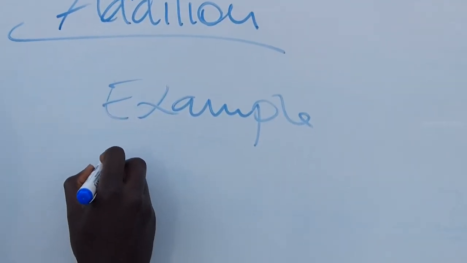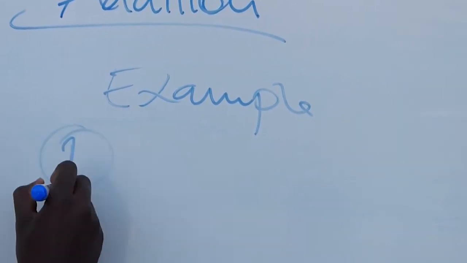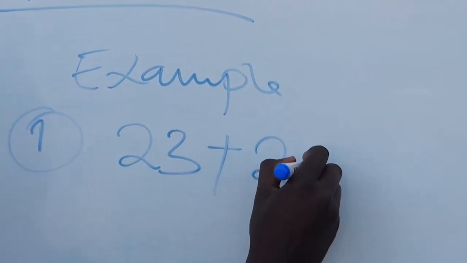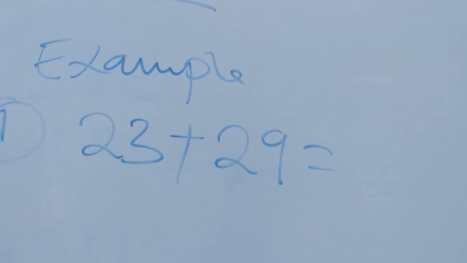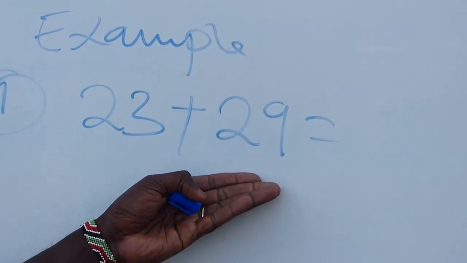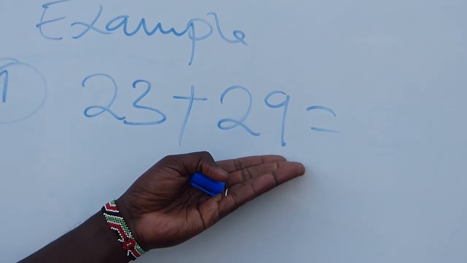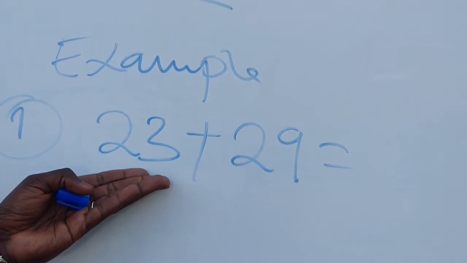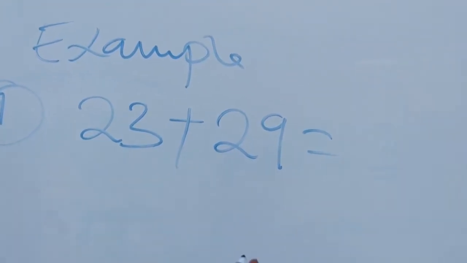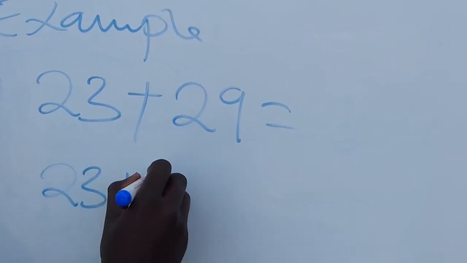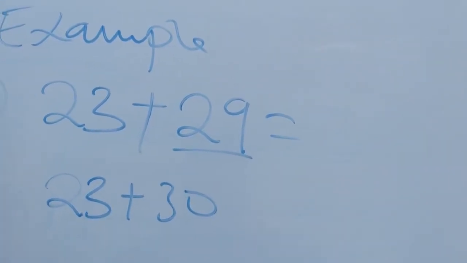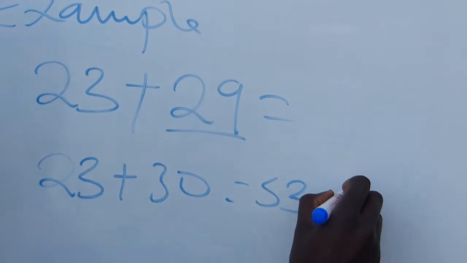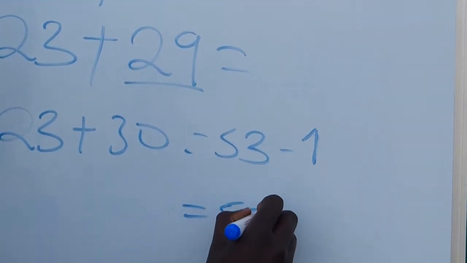So like I said, if you're given example 1, let's say 23 plus 29. 29, that means you can promote this one to 30. So that 29 becomes 30, and then you know that 23 plus 30 is 53. The only thing you would say is 23 plus 30. You promote this 29 to 30, so then you have 53. And the next thing you have to do is just subtract 1 from it, so you know you have 52.